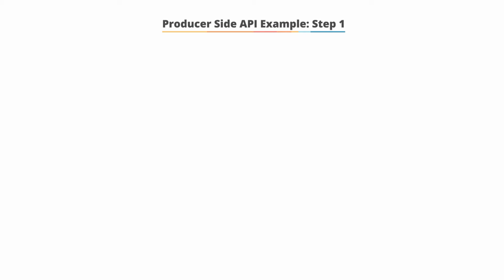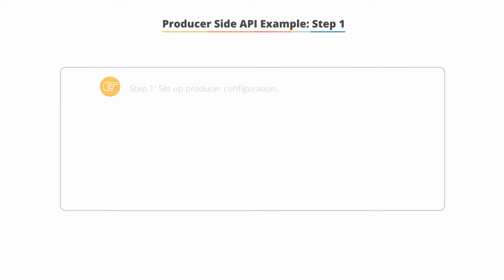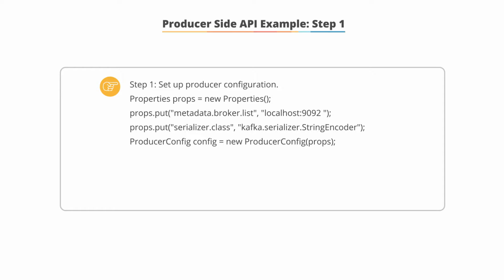Let's look at a producer-side API example for step 1. First, set up the producer configuration. In this case, we'll define the property props to be an instance of new Properties. We'll then set props.put to be equivalent to metadata.broker.list, with the location being localhost:9092. This will connect us to the appropriate location.